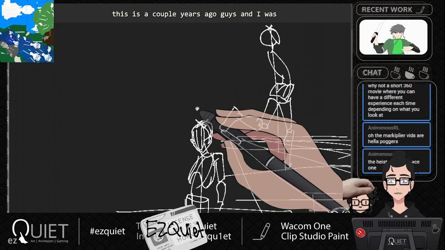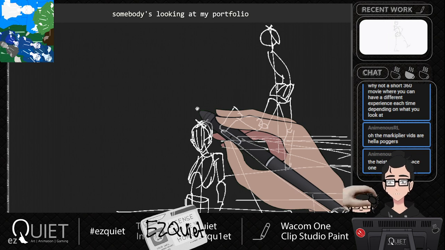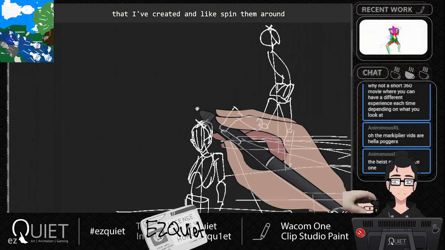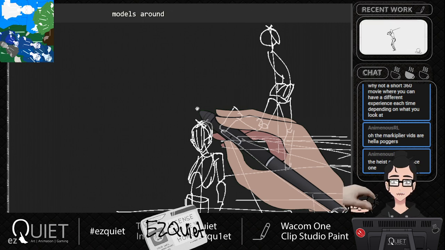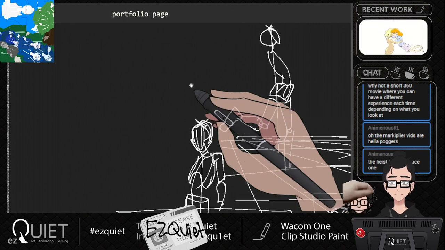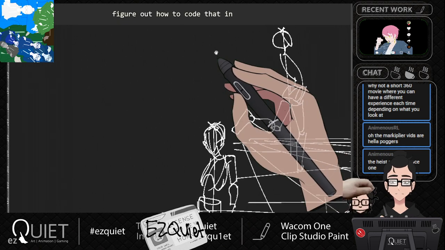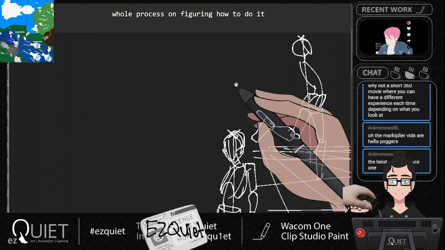And I was looking into a way to have it so that whenever somebody's looking at my portfolio, they can actually interact with the 3D objects that I've created and spin them around. You know how on Sketchfab nowadays you can turn 3D models around and look at them from all angles? I was looking for a way to do that on my portfolio page. Right, so it was like web design. I had to figure out how to code that in. There's this whole process of figuring out how to do it. I think it's so cool.